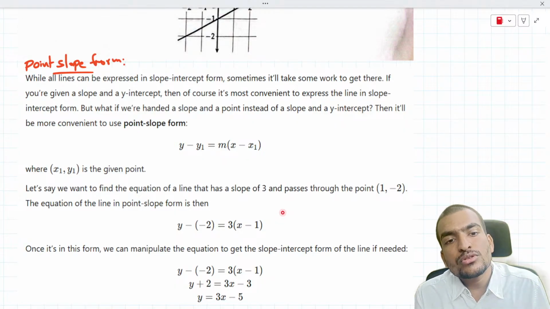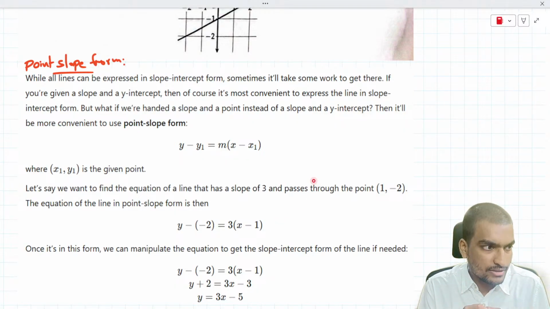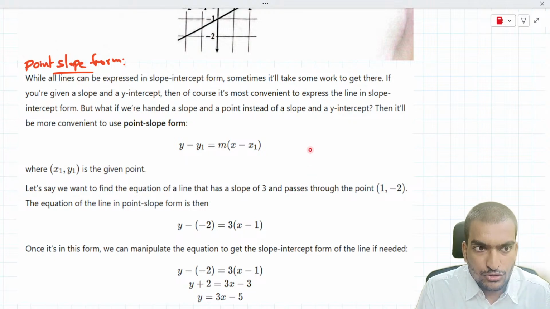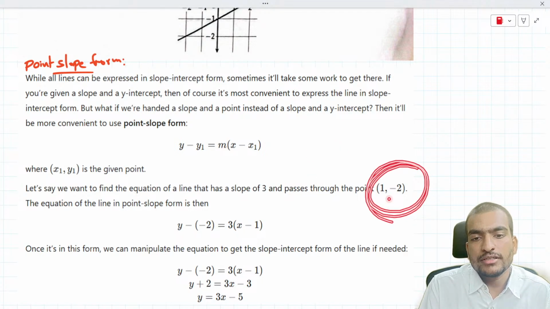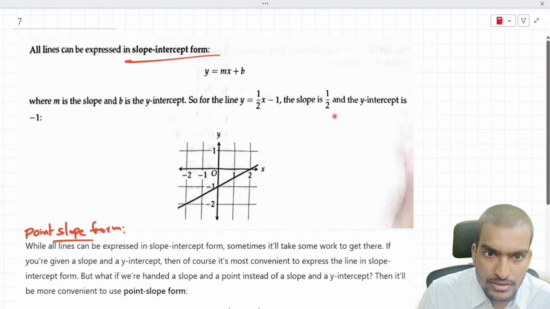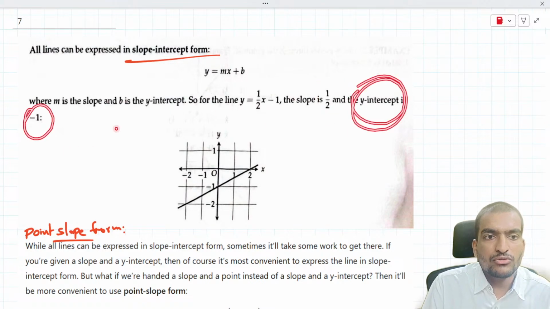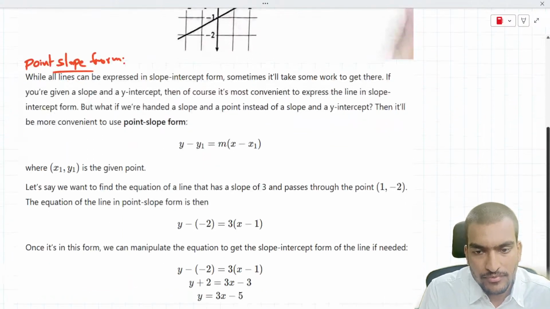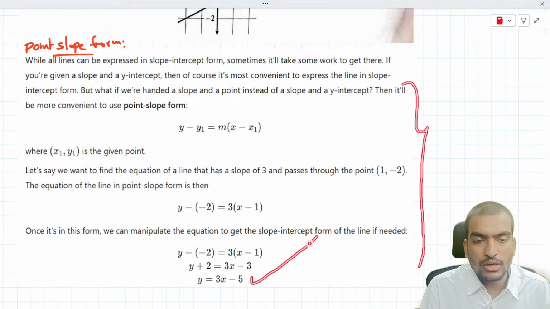But there is a difference. Hope you are getting it. When to use point slope form? They will give you clearly a point. Use point slope form. When to use slope intercept form? They will give you slope and y-intercept clearly. Then you will use slope intercept form. Moving ahead, you will understand. I just want to know, is this clear how I approach this equation?